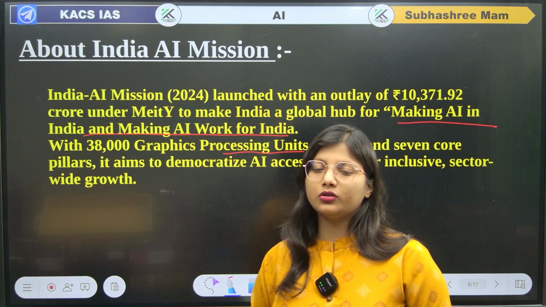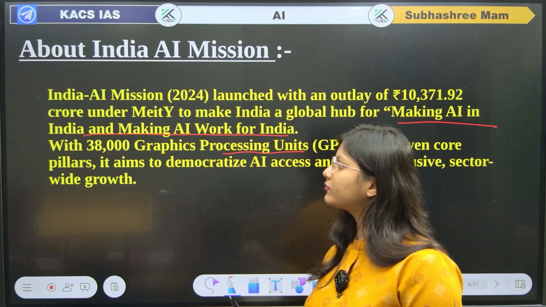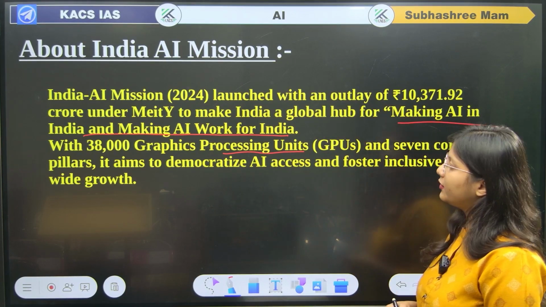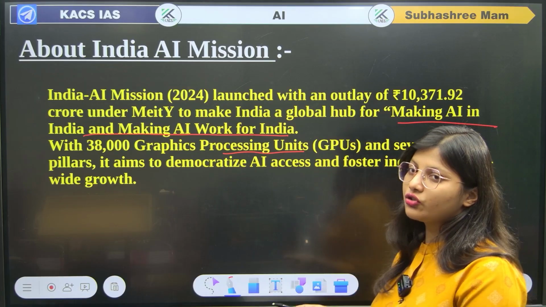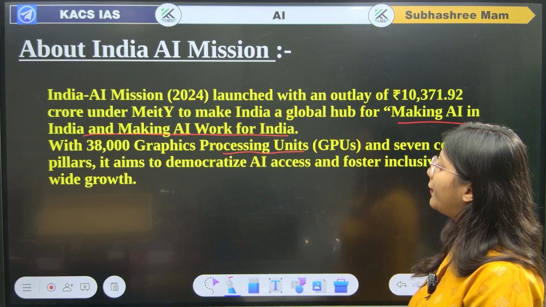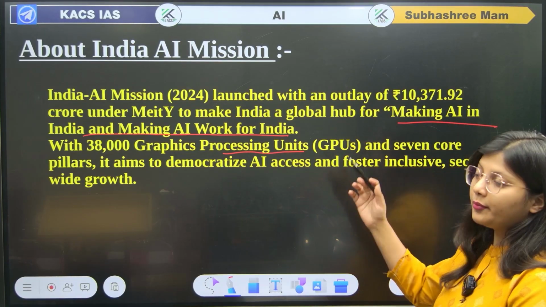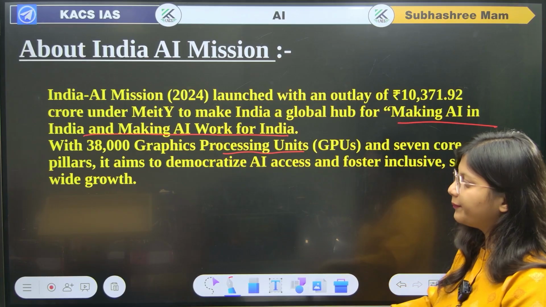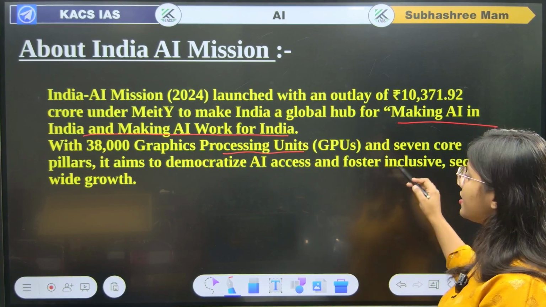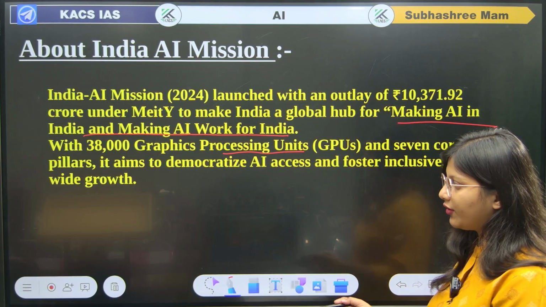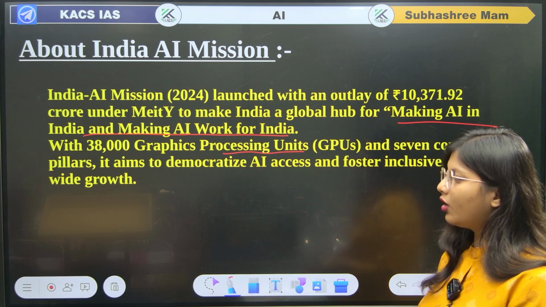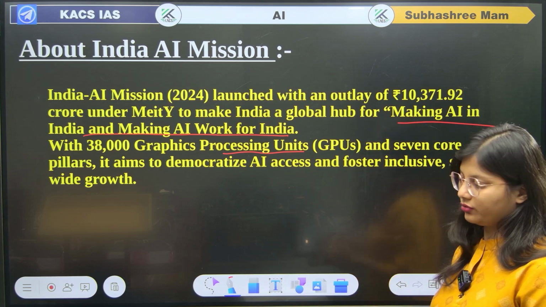Now we'll discuss something about the India AI Mission. It was launched in 2024 with an outlay of 10,371 crore under the Ministry of Electronics and Information Technology. Make India a global hub for making AI in India and making AI work in India. It placed graphics processing units and has given 7 core pillars, which aim to democratize AI access and foster inclusive, sector-wide growth.